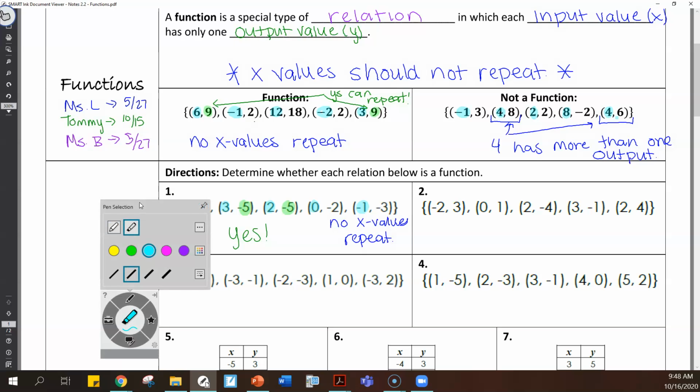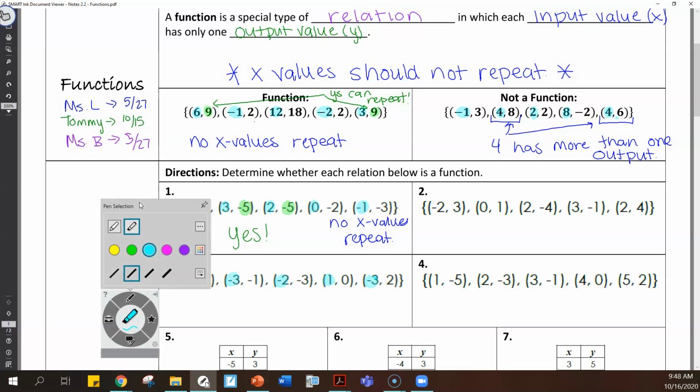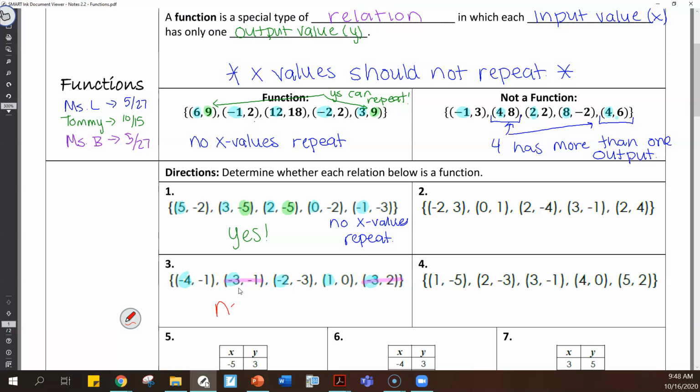So I'm going to try this with number 2. I've got negative 4, negative 3, negative 2, 1, and negative 3. That's a problem. Okay, negative 3 gave me a negative 1 here in my first ordered pair, but negative 3 gave me 2 over here in my second ordered pair. So this is not a function.